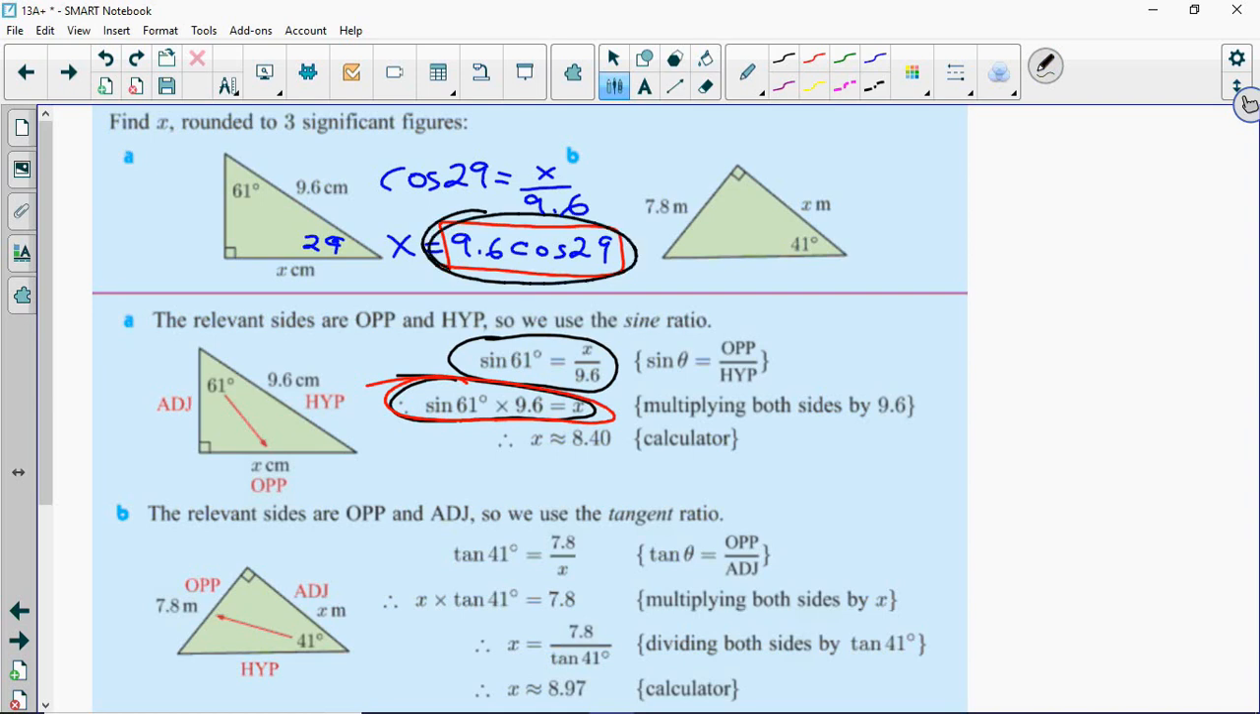Second thing I want to mention is that this is an exact answer. There's no rounding involved. It is 9.6, which is a number. It's an exact number, multiplied by cosine of 29, which is an exact number. When you go into your calculator and you type in cosine of 29, enter, you're getting a very long decimal approximation. That decimal does not end. The cosine of 29 degrees is irrational. So now we have new irrational numbers.